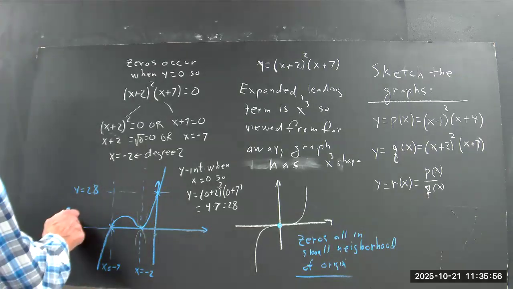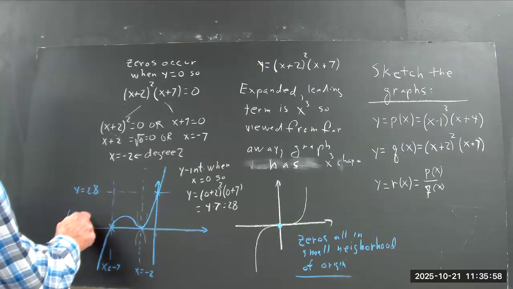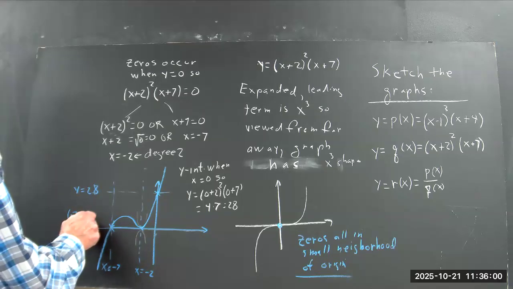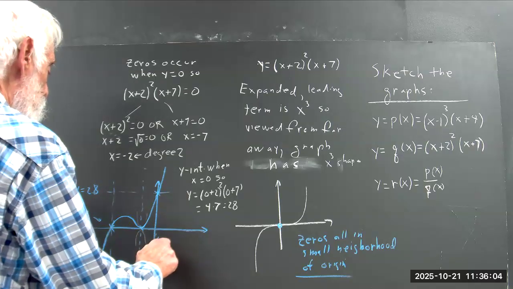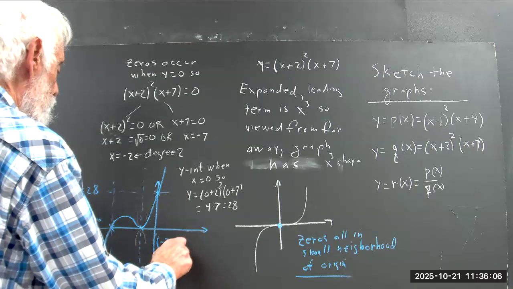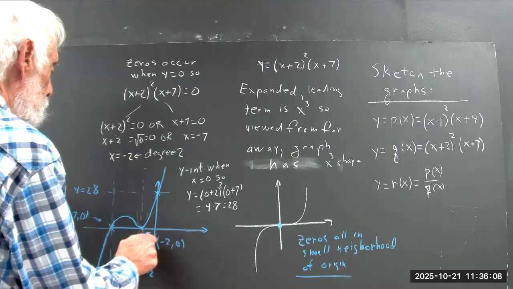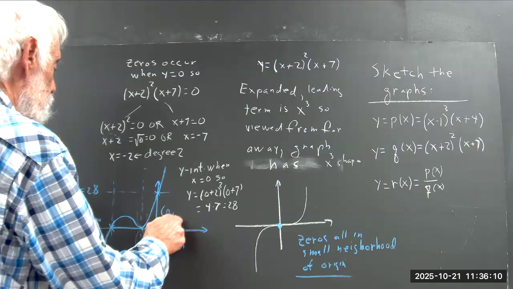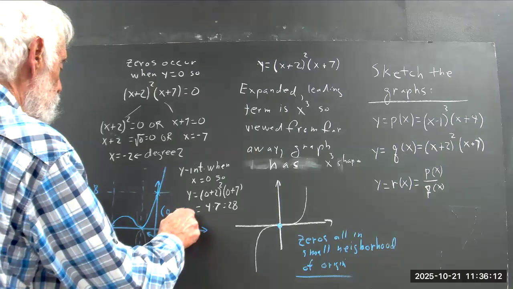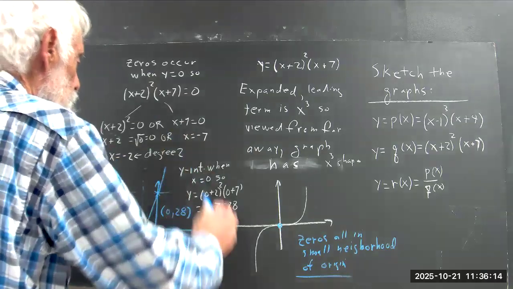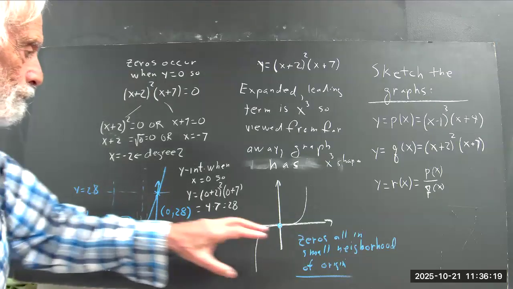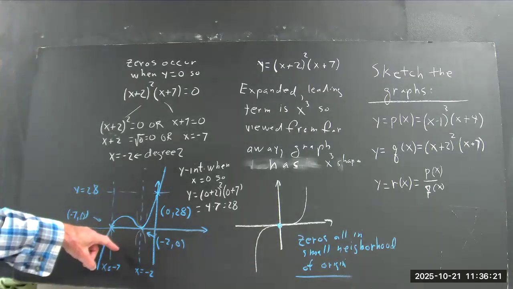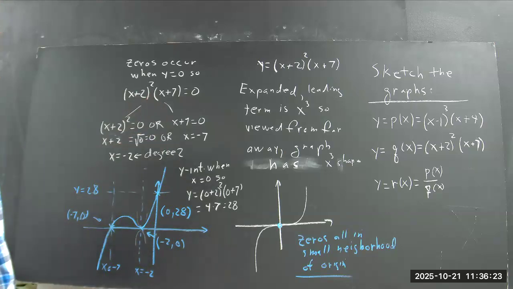And it doesn't hurt to reinforce things by saying this is -7, 0. This is -2, 0. And this is 0, 28. So that all the calculations and what we've labeled on the graph and the nature of this graph go together to explain what we have here. Okay?